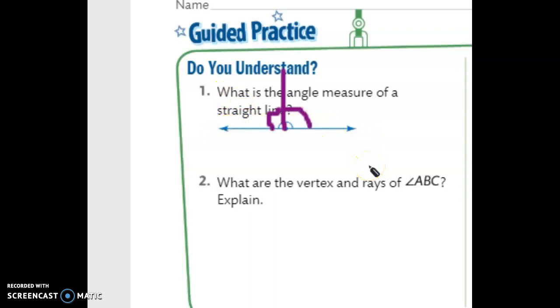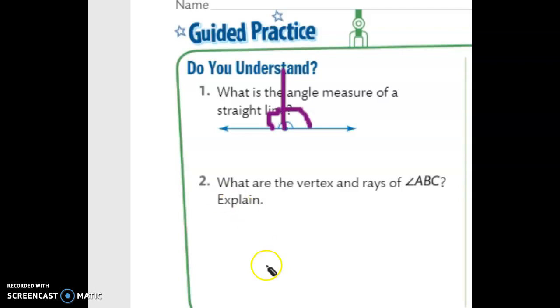So that's an important, think back like a benchmark fraction. So if you know that a straight angle is 180 degrees, that will help you solve in geometry down the line. So a straight angle or a straight line is 180 degrees.